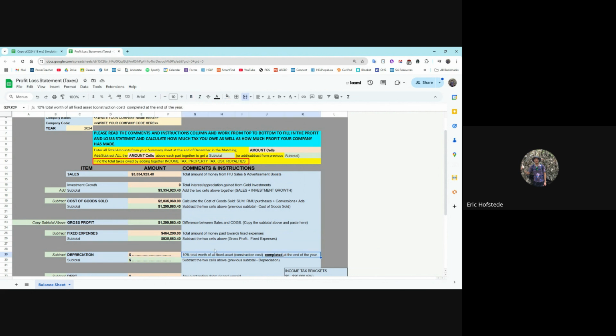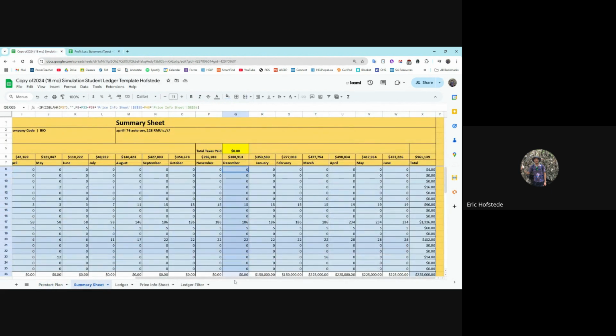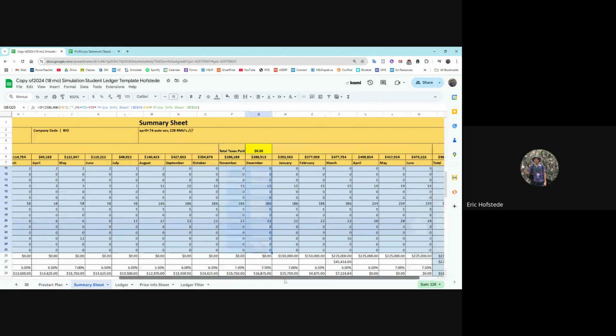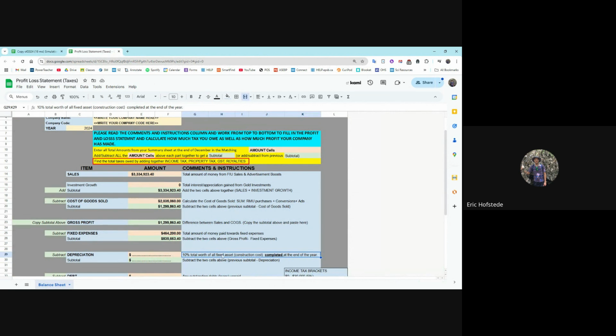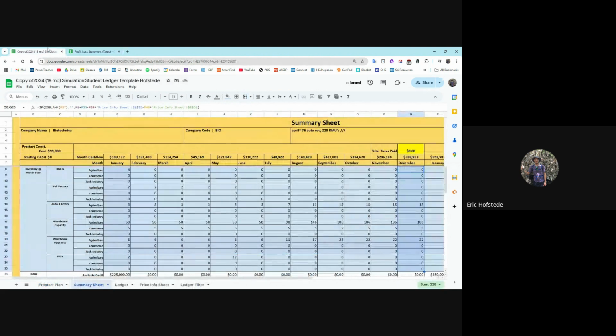Depreciation is a bit of a trickier calculation. It's going to be 10% of the worth of all the fixed assets. That is our constructions like factories, whether they're standard or auto, as well as warehouses, whether they're upgrades or the basic. And it's everything that's actually been completed by the end of the year. My favorite way to determine whether it's completed or not is just to look at the inventory in December. So the inventory in December is showing me, I don't care about RMUs or FIUs. I can ignore those. Those are not fixed assets, and we're looking for the worth of fixed assets. Then I'm going to take 10% of that.